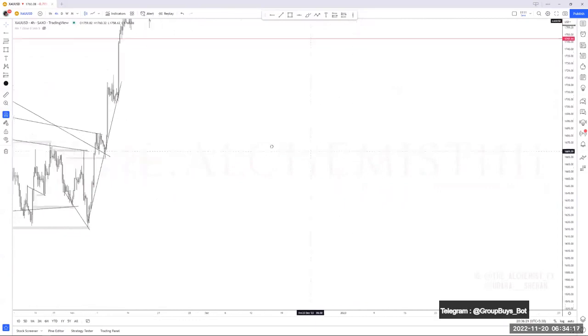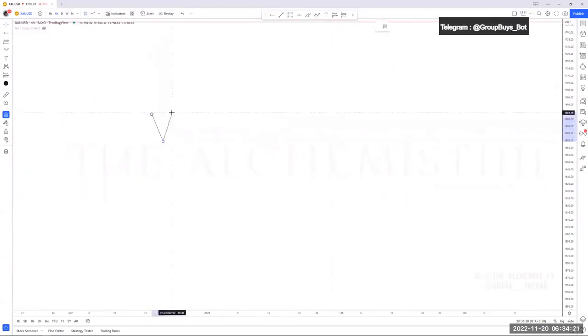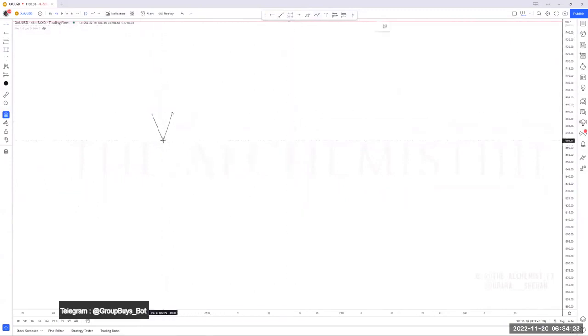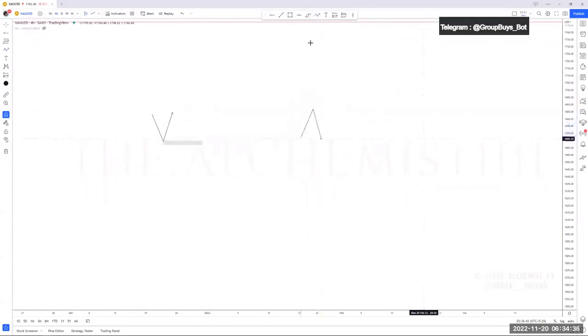First thing, a support will look like this. This is how a support would look. We call it a V formation. This right here is how a support would look on a line chart. This area right here will be the support, the key level. And this right here will be the resistance. Same thing, this will be something like the A formation.